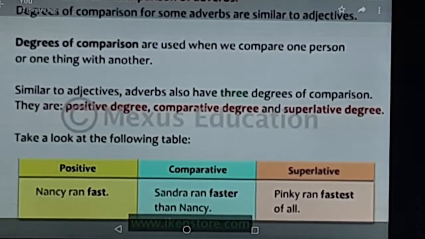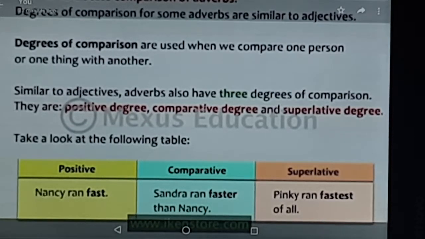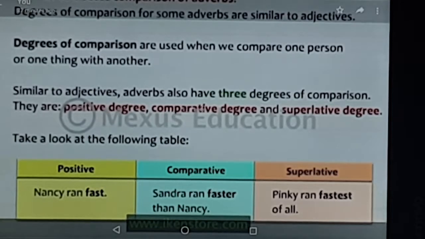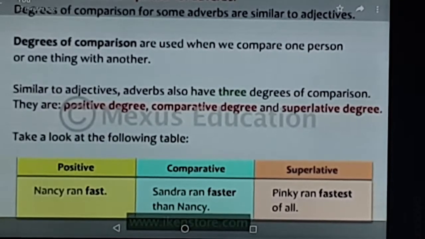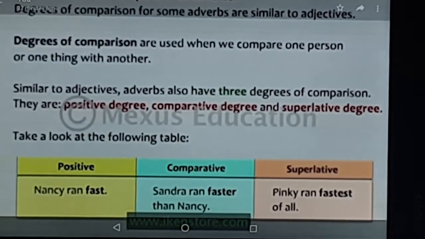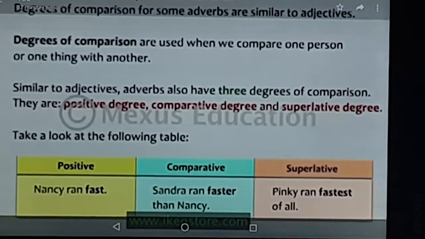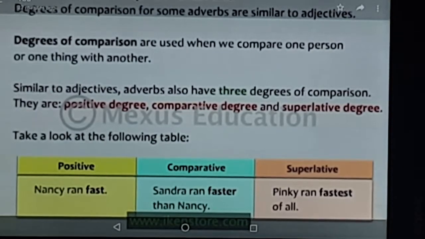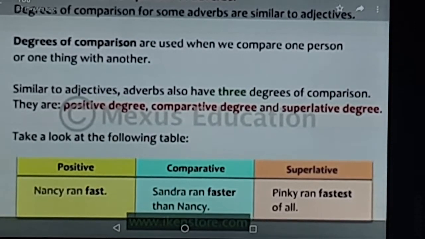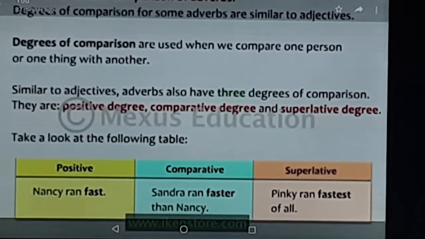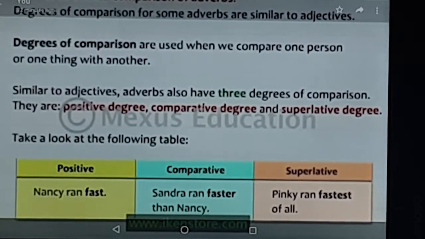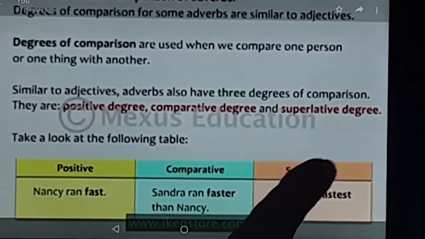Now take a look at the following table: positive degree, comparative degree, and superlative. In positive degree, we talk about the action of one person. Nancy ran fast. How did Nancy, just one person, run? She ran fast. In comparative degree, when we compare Nancy with some other girl, Sandra ran faster than Nancy. So here we are comparing two persons, and whoever runs faster, we use er for that word. Now superlative, when we compare more than two persons. Pinky ran fastest of all.